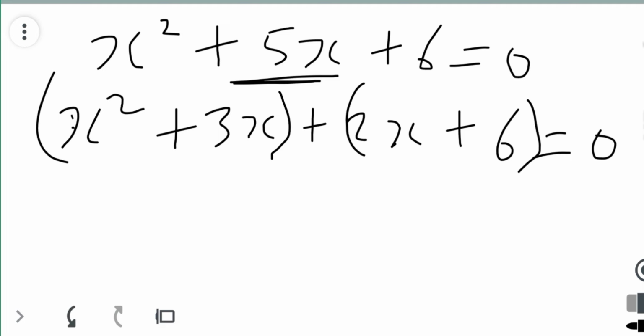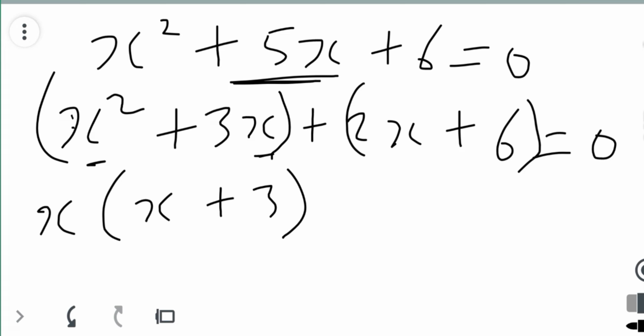If you are grouping, the sign will be at the middle. You can see my positive sign is at the middle. So from here, let's factorize. We have x here and we have x here. So factorize it out. So let's have x. So what do we have left? We'll be having x plus 3 in that first bracket.